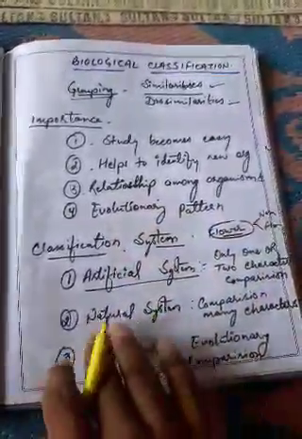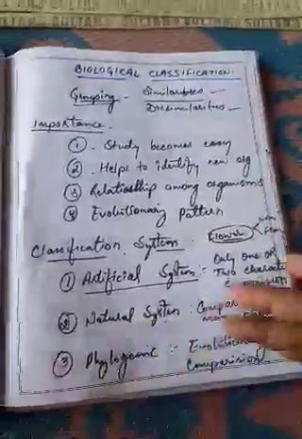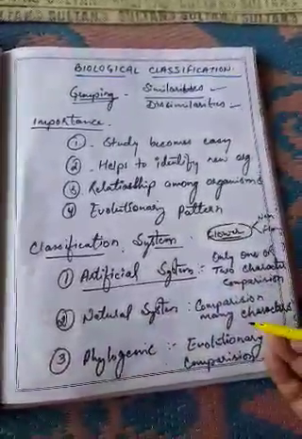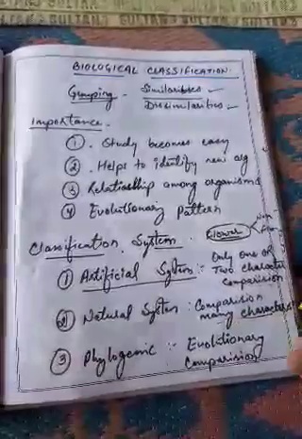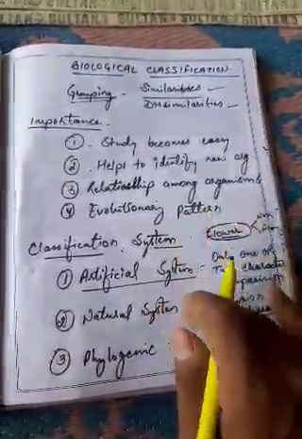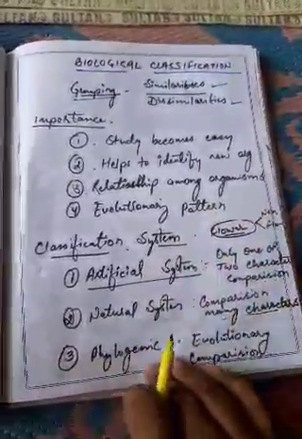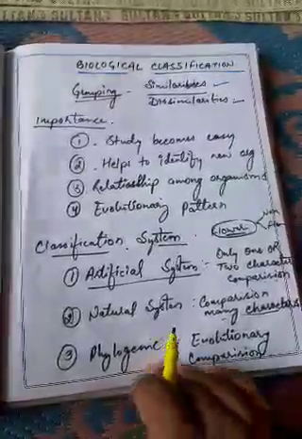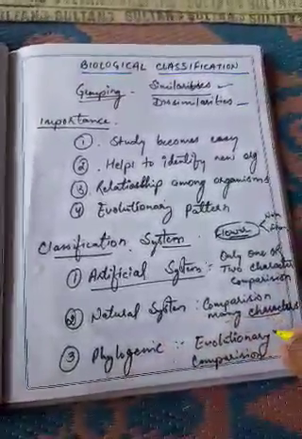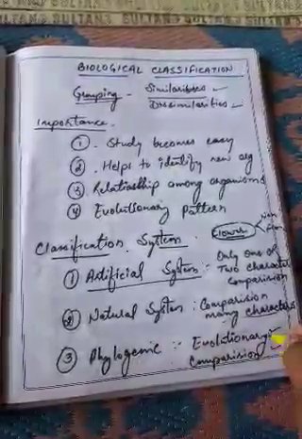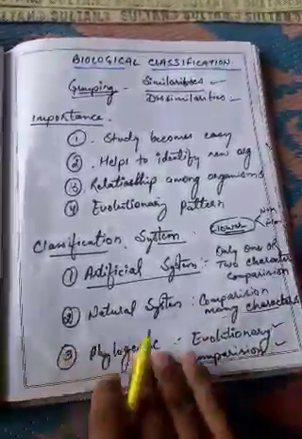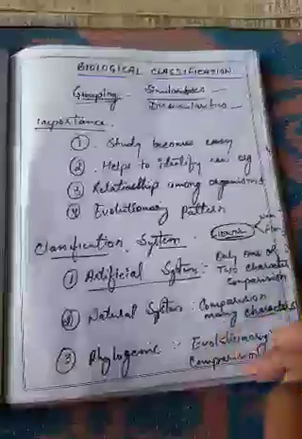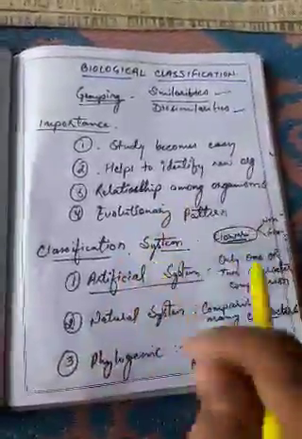Natural system: in this, comparison of many characters was done to group individuals into different categories. And the phylogenetic classification system: in this, the evolutionary pattern of the animal was studied and compared. Evolution of the animal was compared just to group the individuals into different categories.